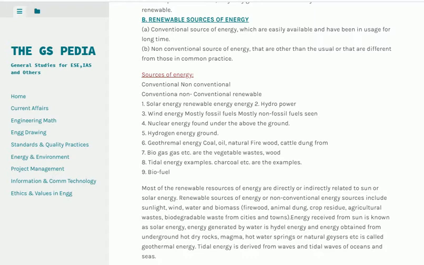Conventional and non-conventional renewable. 1. Solar energy, 2. Hydropower, 3. Wind energy, 4. Nuclear energy, 5. Hydrogen energy, 6. Geothermal energy, 7. Biogas, 8. Tidal energy, 9. Biofuel. Conventional sources include coal, oil, natural gas, firewood, cattle dung, and other vegetable wastes, wood, charcoal, etc., which are the examples.